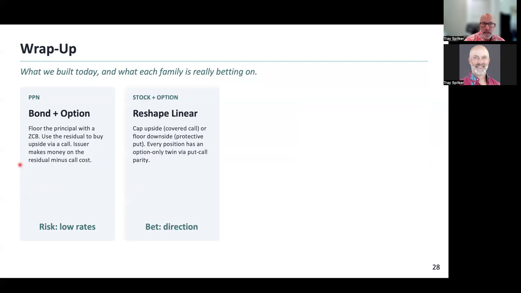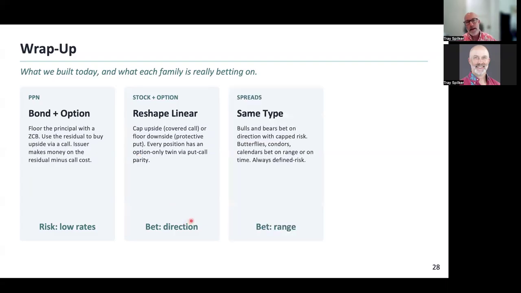In terms of our second class, which is combining a stock and an option, this is an attempt to reshape the linear distribution of the underlying stock itself. So we can cap the upside, we can protect the downside, or we can create any sort of payoff that balances around the put call parity condition. And here the bet is a directional bet. Okay. Our third type was a spread, two or three calls, two or three puts. So we could put on bull spreads and bear spreads, and these are bets on a range of directional moves with some capped risks.